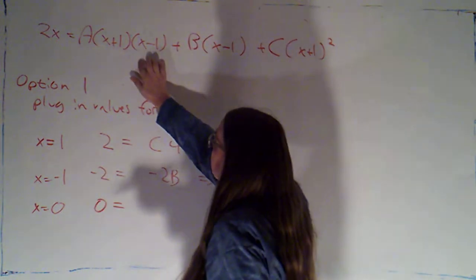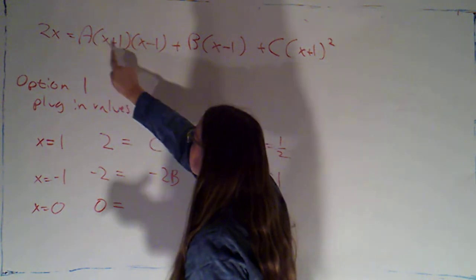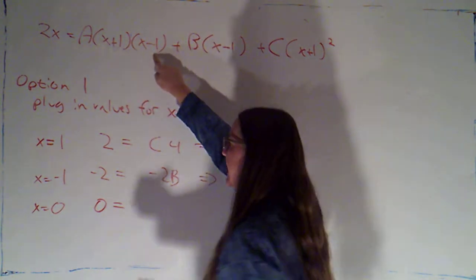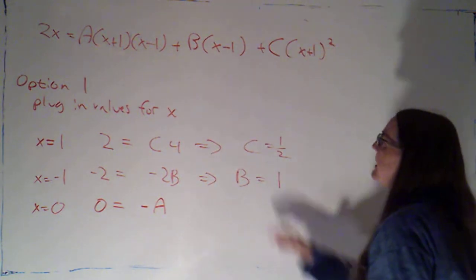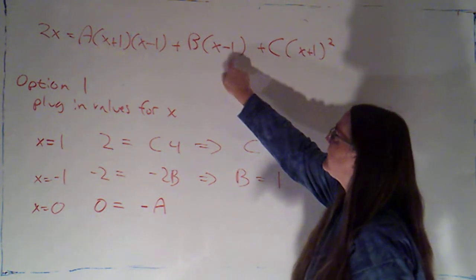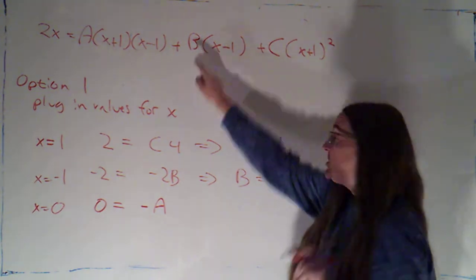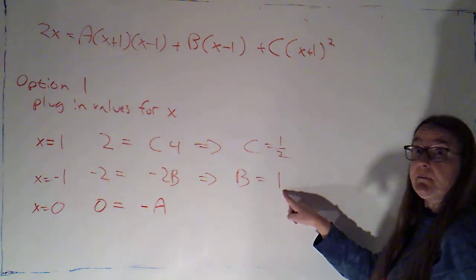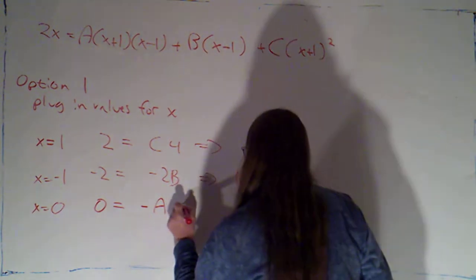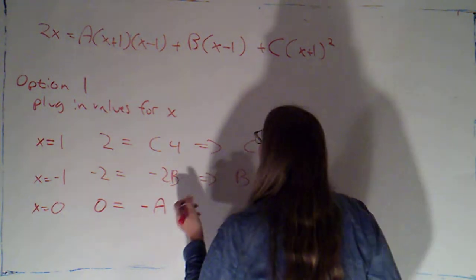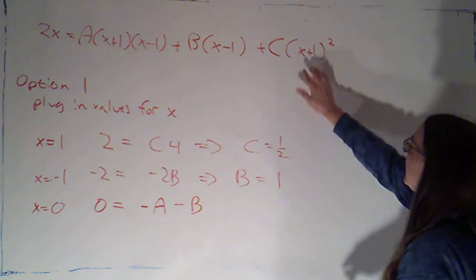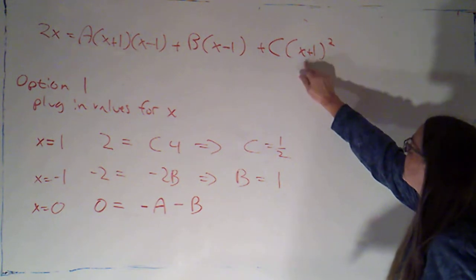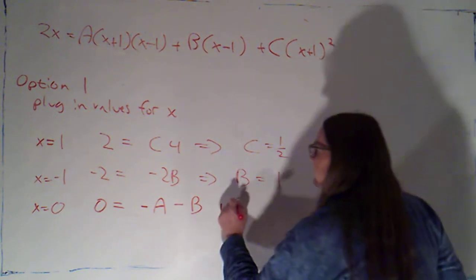On the right-hand side, that becomes a times 1 times negative 1, so that's going to be negative a. Now this becomes negative 1 times b. I can use the fact that I already know what b is. So let me write it out in general with the b's, but then I'll plug in. And if x is 0, this becomes 1 squared is 1, so plus c.